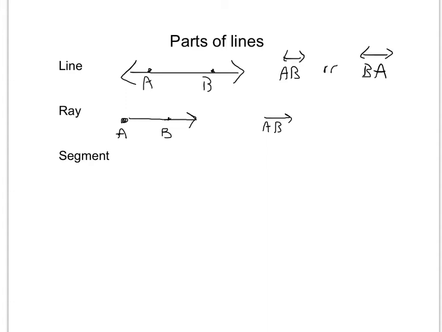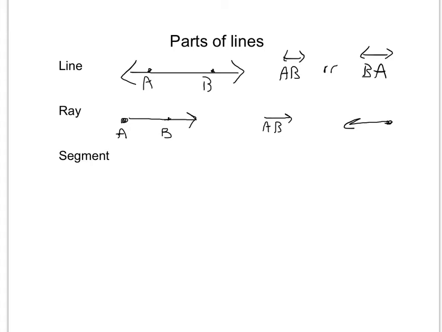We cannot name it ray BA because that would imply that it starts at B and goes forever toward A, and it doesn't go forever toward A. It stops here. So it starts at A and goes forever this way, and we have to name it the way it looks. That's important about a ray. Also, it doesn't matter what direction a ray goes. I could have a ray that started on this side and went forever that way, too. That's still a ray, as long as it has a starting point and goes on forever in one direction.